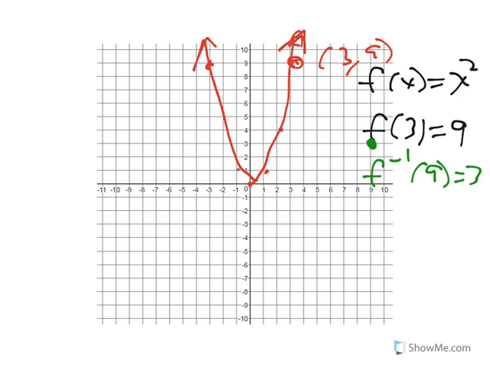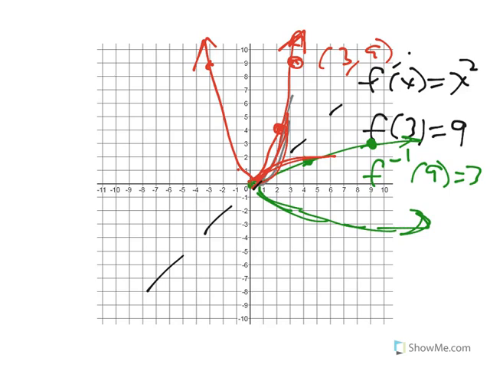And another point is 2, 4. So there should be a point 4, 2. And what we end up with, if we do that for every point, is a sideways parabola. Basically, they actually meet up at the point 1, 1. But there's a bit of an issue here, which is this.